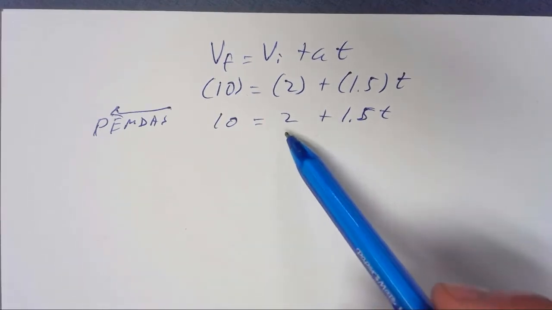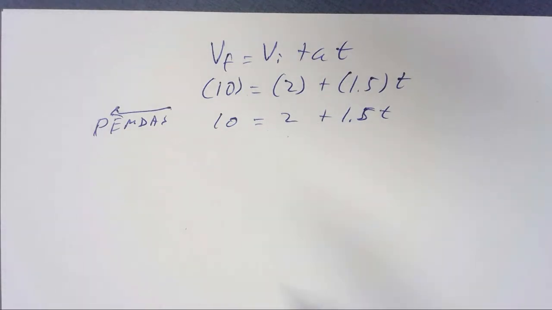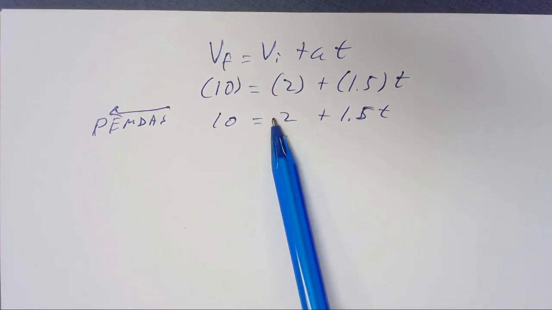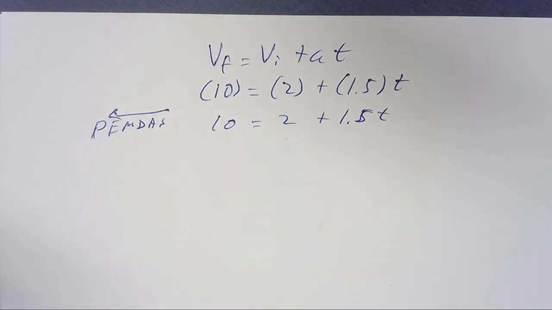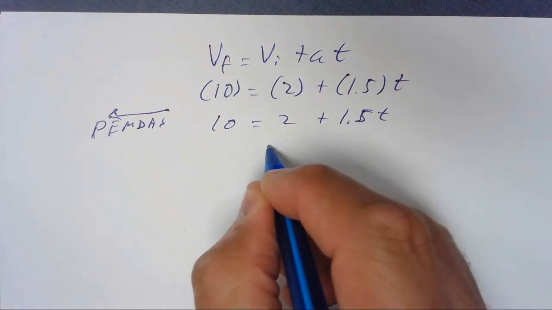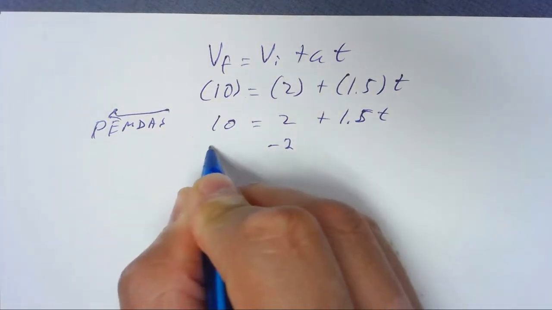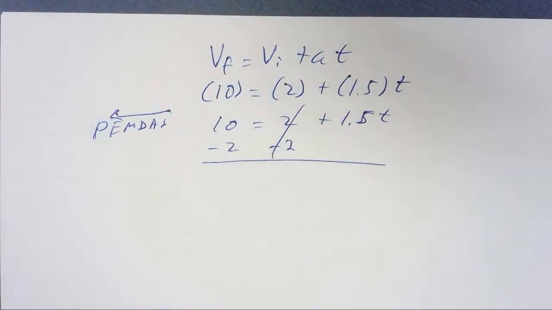I want to get rid of this 2. I know to subtract it because it's added. Some people have trouble figuring that out because there's no operation shown here. Well, if you just flip these two, it would be 1.5t plus 2, and the plus would be in front of the 2, so they're definitely added. We're going to do the opposite operation here to get rid of it. Whatever I do to one side, I have to do to the other side. Minus 2 on both sides. It gets rid of it here.